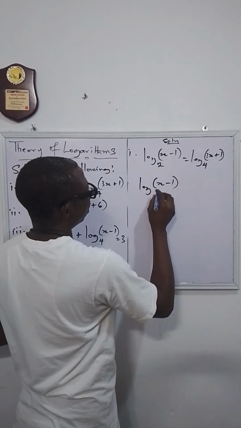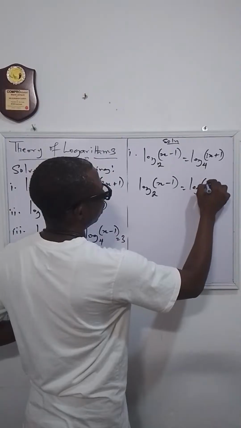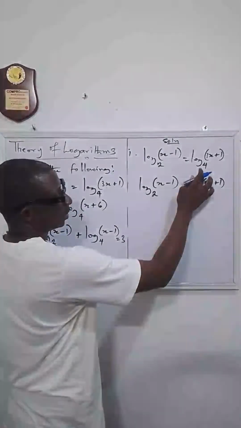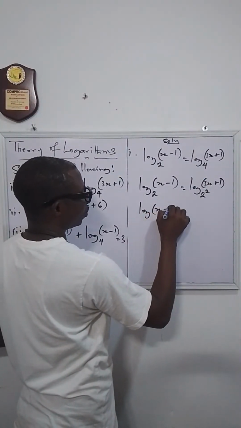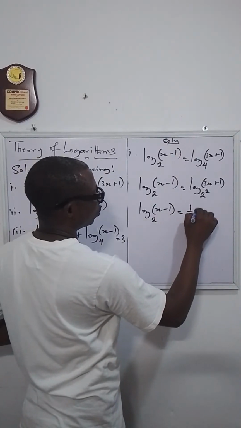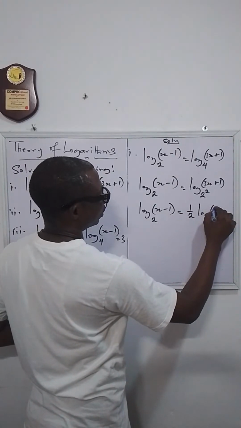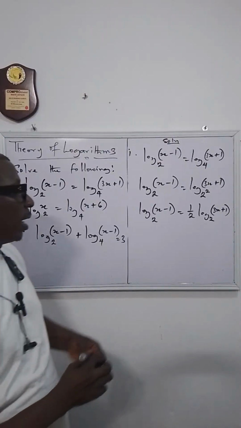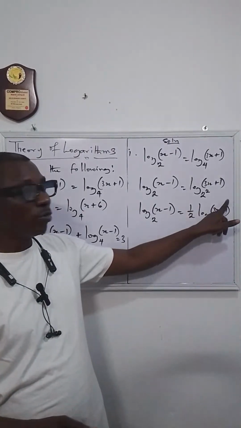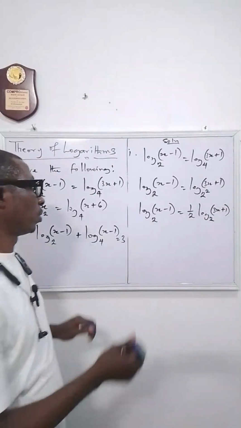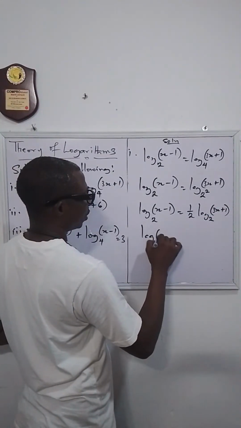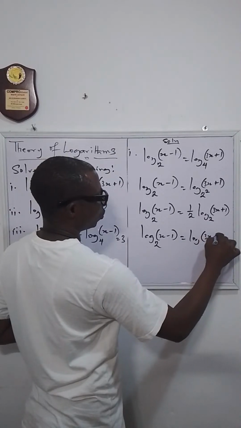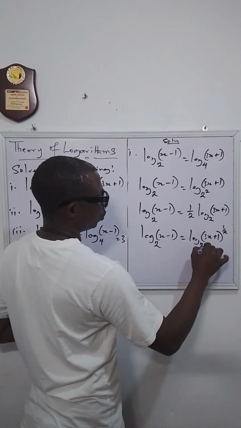I have log of x minus 1 base 2 equals log of 3x plus 1 base 2 raised to the power of 2, which is the same thing as base 4. So that is log of x minus 1 base 2 equals 1 over 2 log of 3x plus 1 base 2. Now this coefficient moves here, all right? So I have log of x minus 1 base 2 equals log of 3x plus 1 raised to the power of 1 over 2 base 2.